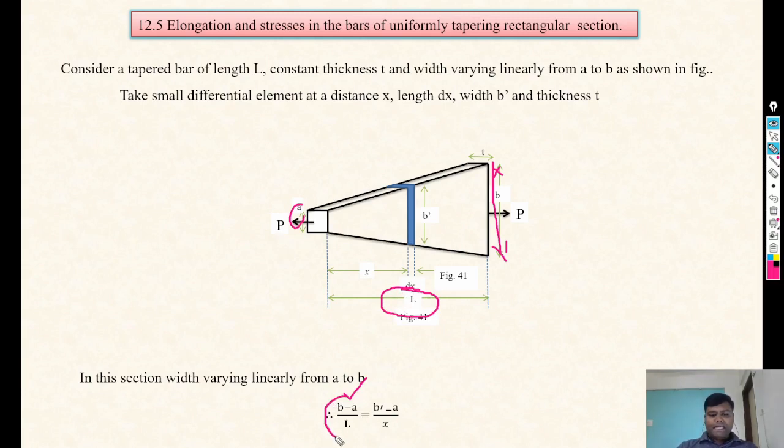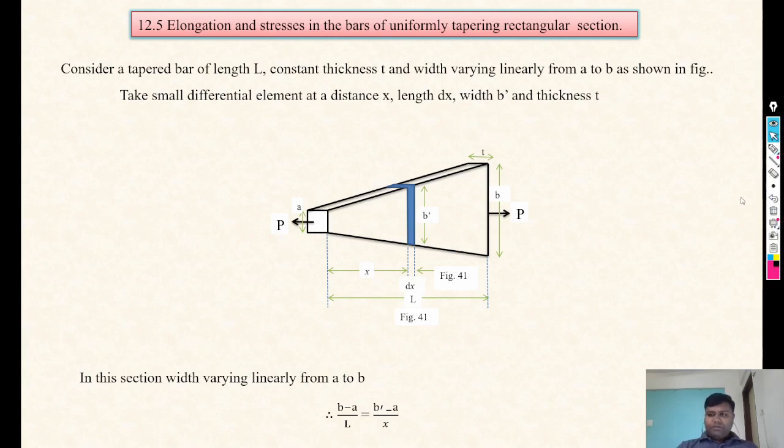So (b minus a) divided by L. Similarly, due to the interpolation formula, we will take that b dash as a maximum. So (b dash minus a), the minimum, divided by the length between these two, which is x. So due to that linear relation, we have considered this formula: (b minus a) divided by L is equal to (b dash minus a) divided by x.